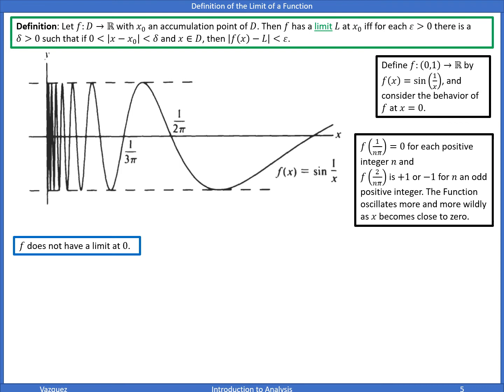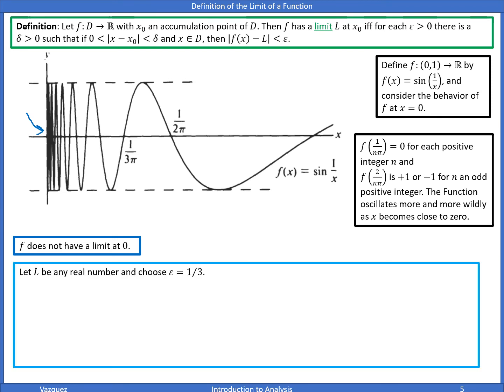Okay, so we have our conjecture. f does not have a limit at 0. And if you remember in calculus class, when you have this behavior, it doesn't have a limit or derivative, but we won't be talking about derivative for a while. But we know it doesn't have a limit. That's our conjecture. So let's prove that.